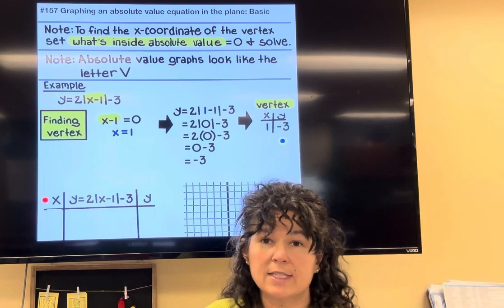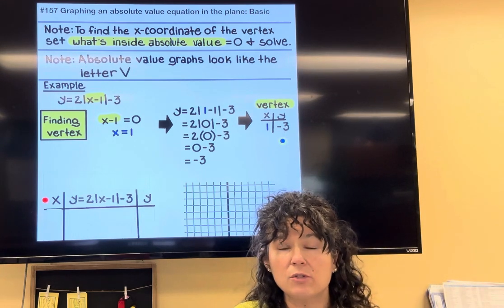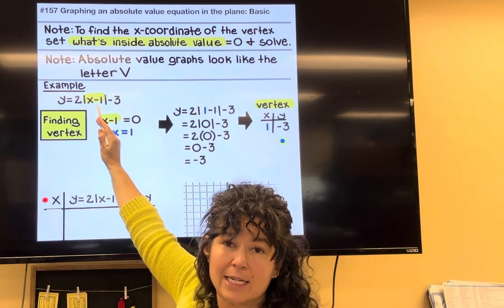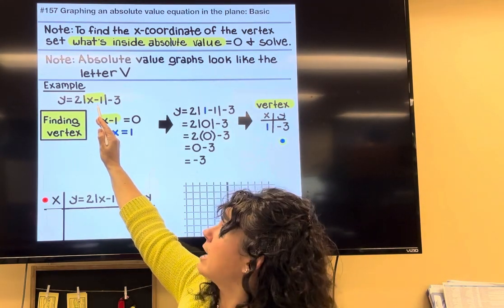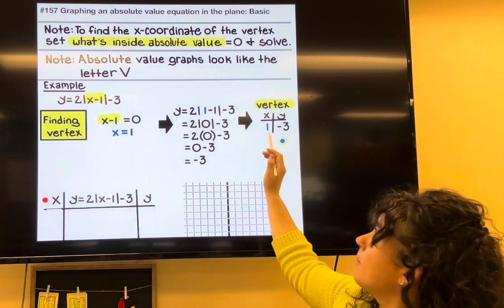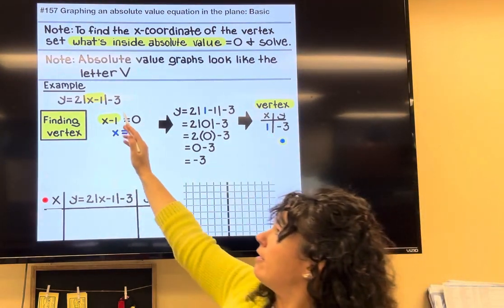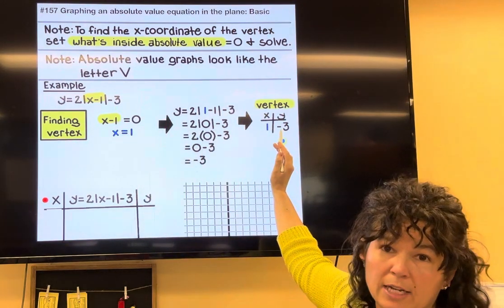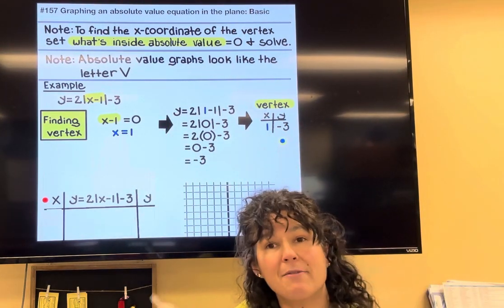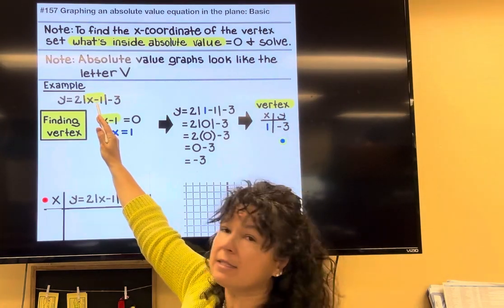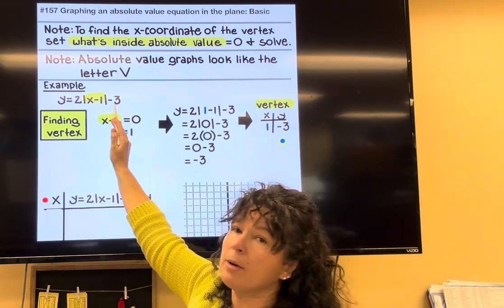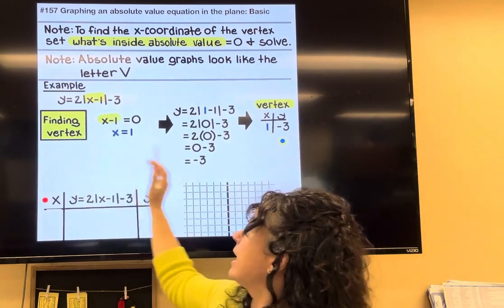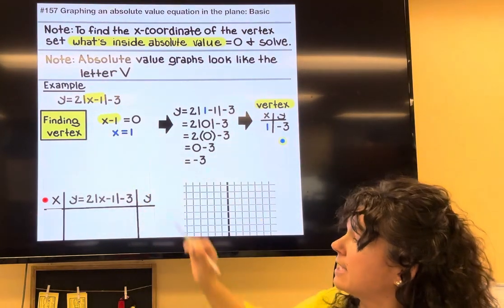Now it's not a coincidence. A shortcut that you can use to find the vertex is to notice the opposite of the number inside of the absolute value. So the opposite of negative 1 is positive 1. And then the number at the end is minus 3, so negative 3. If you use that shortcut, be very careful that it's the opposite of this number, comma this number. So positive 1, comma negative 3. And then I can skip this step.